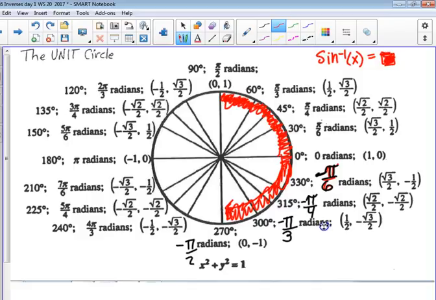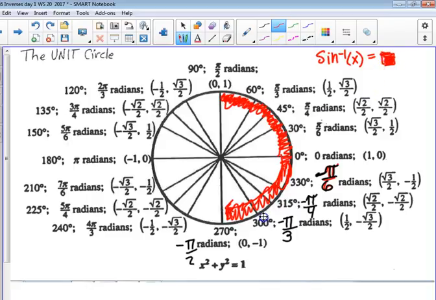Now, which value is sine? It says sine to the negative 1 of x equals, and yes, it's just red. It's just your color coding, okay? It's your little key. Does that make sense now? Yeah, that's supposed to read something.